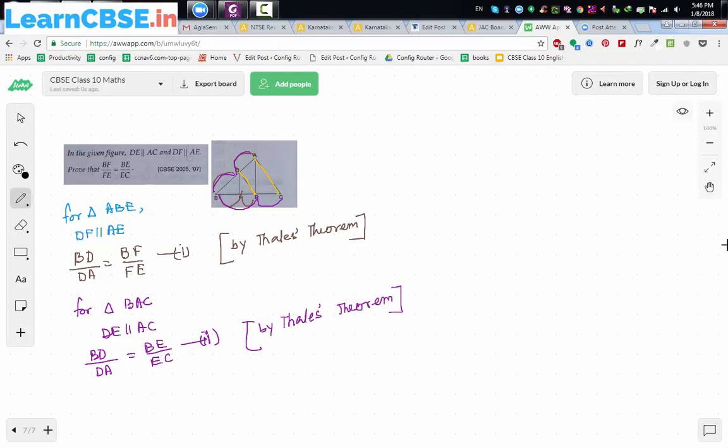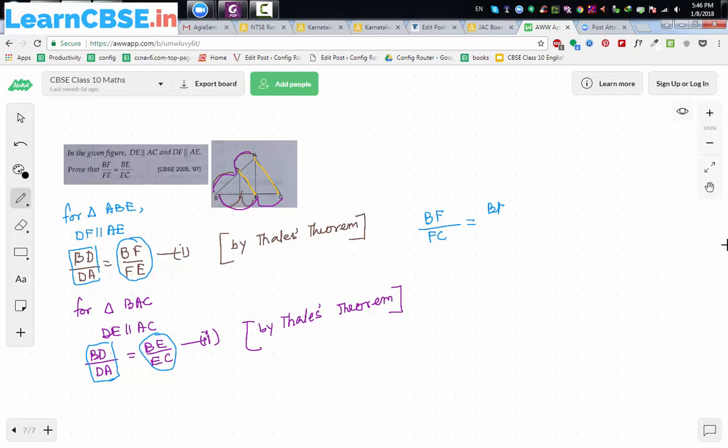BPT stands for Basic Proportionality Theorem. Now, the first equation and the second equation, the left hand side is exactly the same, right? In both cases, the left hand side is exactly the same. So we can do, from 1 and 2, we can write BF equals BA by FE, and the right hand side equals this right hand side, the second equation's right hand side.